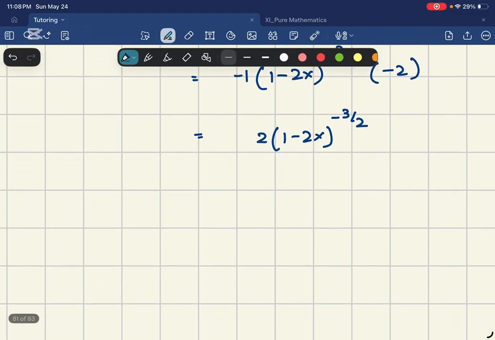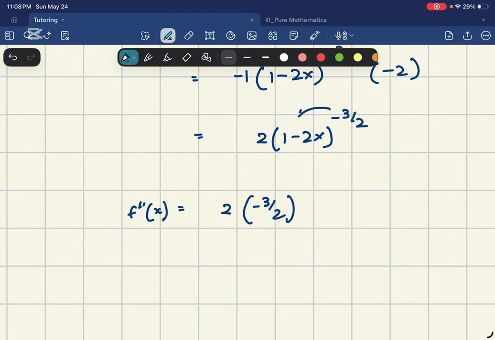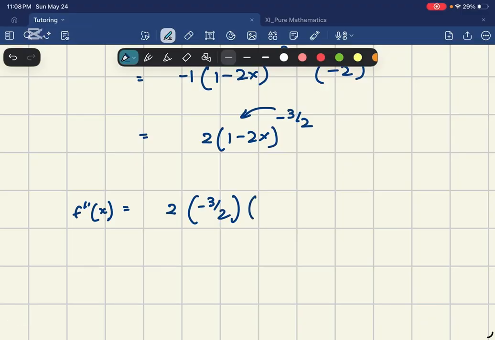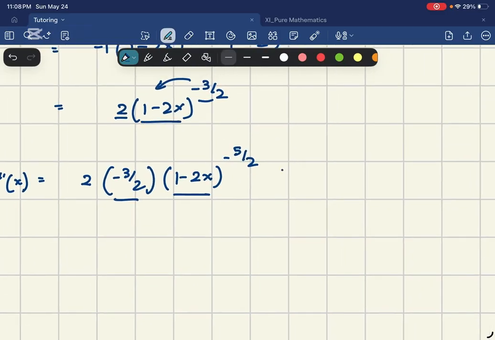So now I need to take the second derivative, right? So that is going to be 2 times minus 3 over 2. You multiply them together, right? You have 1 minus 2x. And if you decrease the power by 1, you get negative 5 by 2. So you keep your constant. You bring your power to the front. So you have negative 3 by 2. You have your expression to the power which is 1 less than negative 3 by 2. That is negative 5 by 2. But the inside is not just x, so you need to differentiate it again.